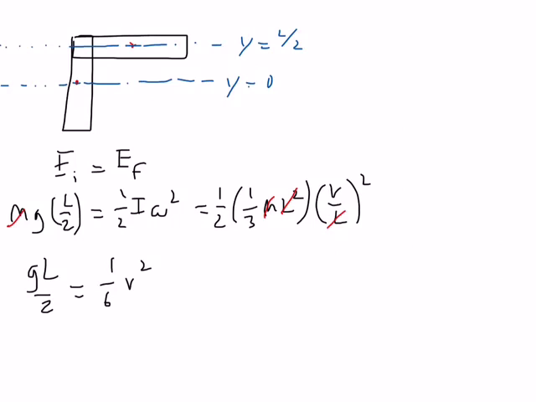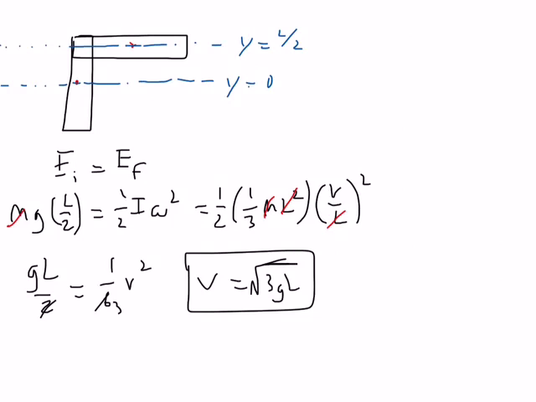And this is now pretty easy to solve for V, right? So we can cancel this 2 and turn that into a 3 as well. So we get V equals the square root of 3gL, right? All of that is under the square root. And so that's part B.